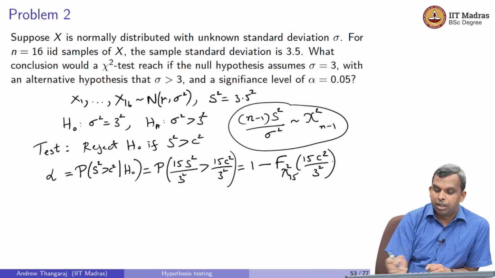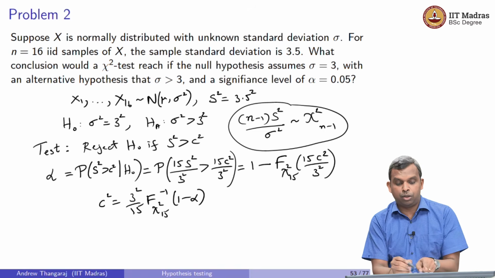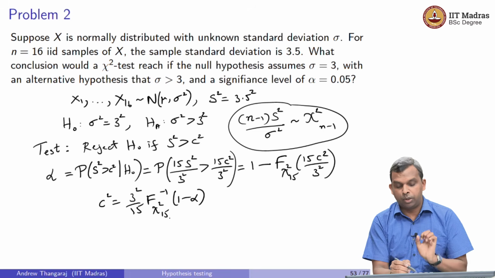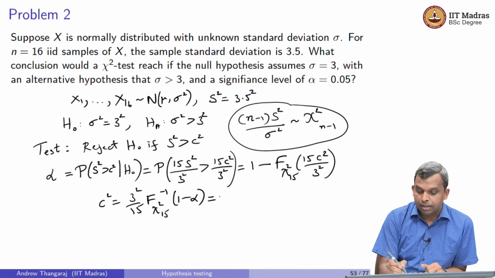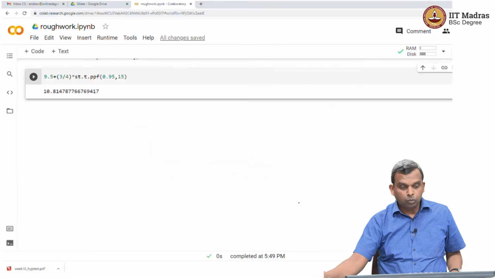Okay. So from here you get the standard thing that C squared is 3 squared by 15 times F chi-squared 15 inverse of 1 minus alpha, right? So 1 minus alpha comes here, you do the chi-squared F chi-squared inverse, then 15 C squared by 3 squared is this, you cross multiply, you get this. Okay. So what is this? Again, we go back to our Python notebook.